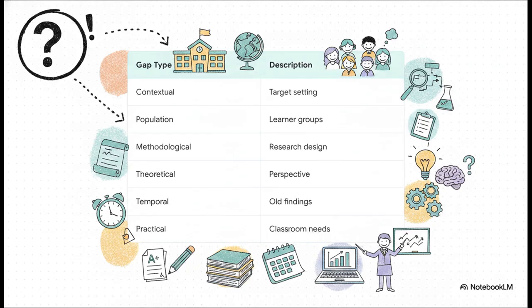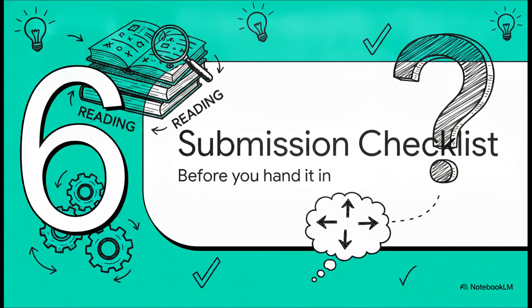Maybe you've found a contextual gap where a phenomenon hasn't been studied in your specific educational setting. Or perhaps a population gap, where a certain learner group is totally under-researched. There are also methodological, theoretical, temporal, and practical gaps. By explicitly naming and proving your gap based on your thematic analysis, you are perfectly setting the stage for your own research. All right, final stretch.